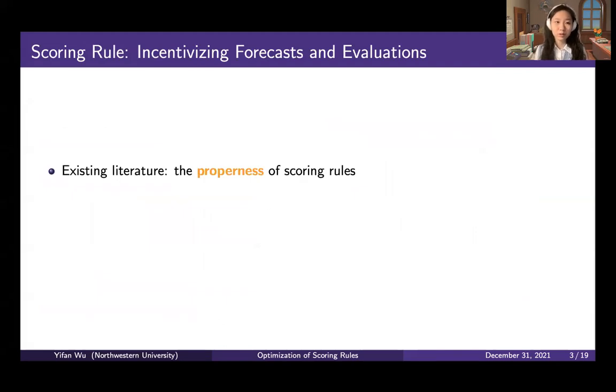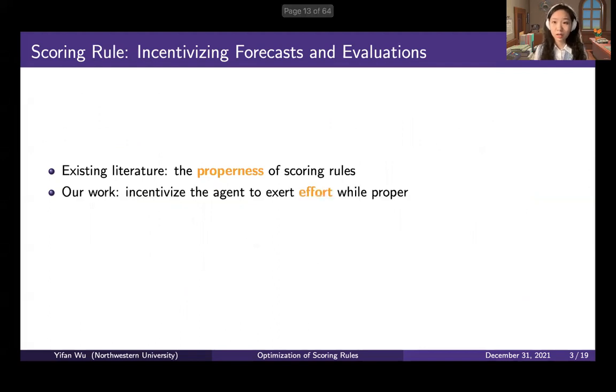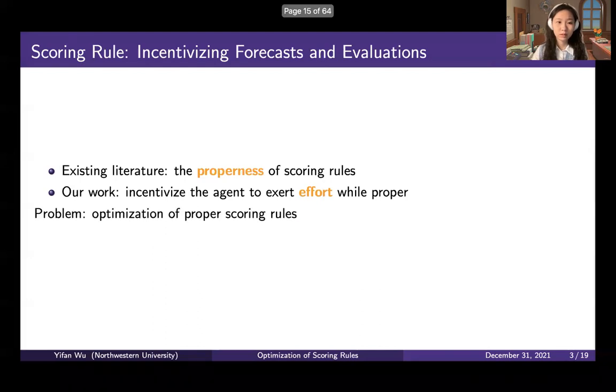So scoring rules are used for incentivizing forecasts and evaluations. The existing literature mainly focused on the properness of scoring rules, that is, for the scoring rule to incentivize truthful reports. In our paper, we focus on the incentivization of effort while being proper. So our problem is written as the optimization of proper scoring rules.